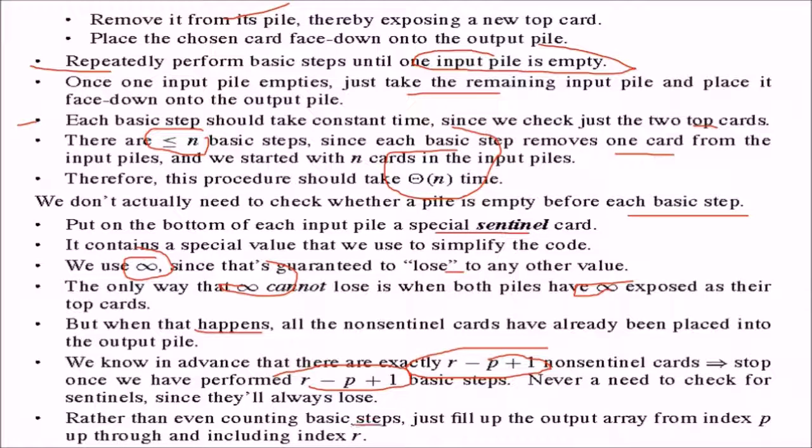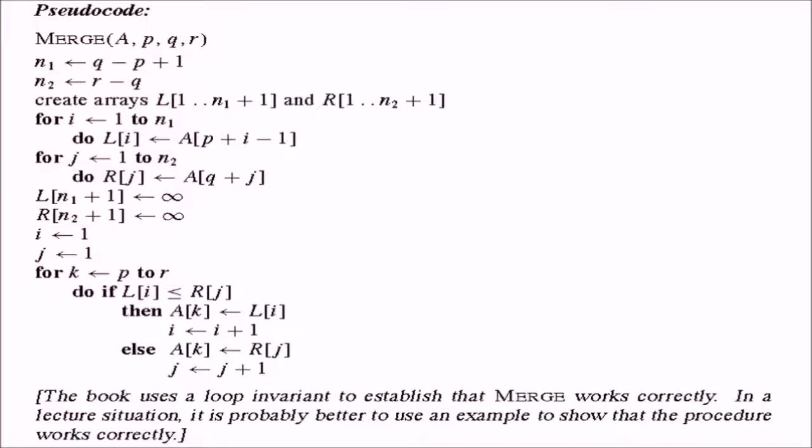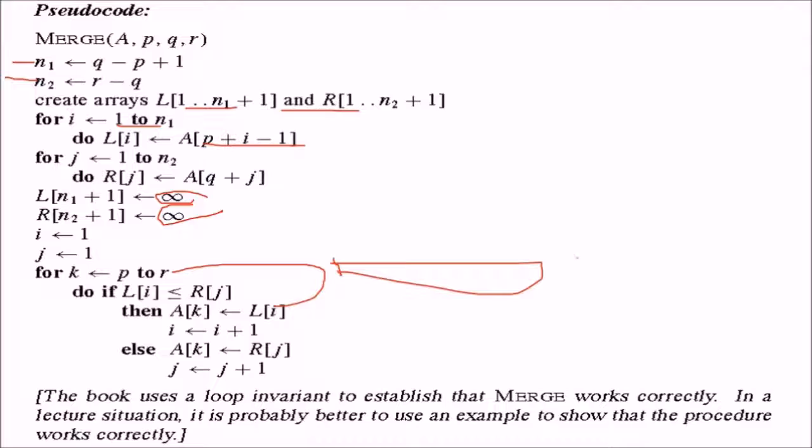So rather than even counting basic steps, we just fill up the output array from index p up through r, including this index r. This is the procedure, or pseudocode, where we start with two values and create two arrays. Again we check from 1 to n1 and 1 to n2, the first one and the second one, and we check them with the sentinel values. If two piles are there, we are just checking for the best one until the values are completed.